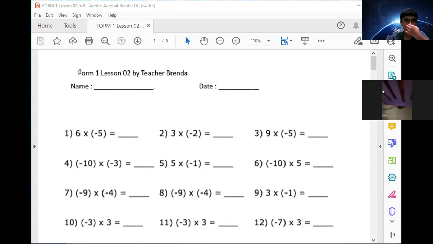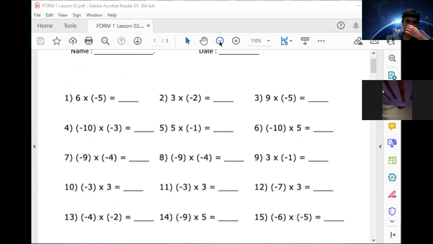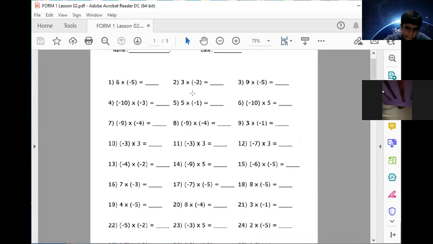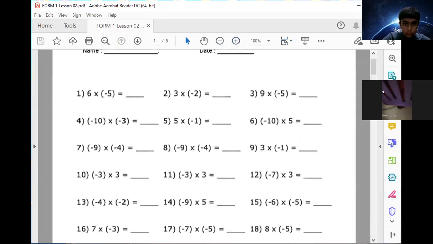So we are going to get back to our module now, Form 1, Lesson 2. Now, if you look at your first page, it has questions. It is already written with the brackets, which means it'll make your life easier. So remember what you have learned earlier. Think of the number. Just do the calculation first. 6 times 5, 30. One is a positive sign, one is a negative sign. So your answer is -30. Do you understand? That's how easy it is.